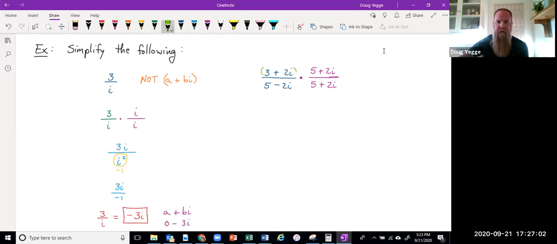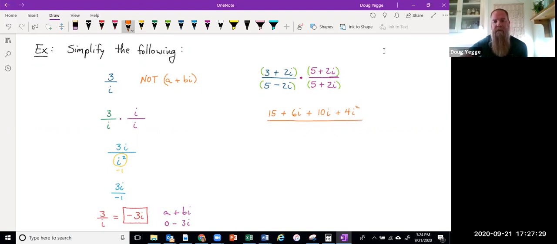We should now see that both of these are binomials, which now can be distributed. So let's take our time distributing the numerator and denominator. We get 15. 3 times 2i is 6i. 2i times 5 is 10i. And 2i times 2i is 4i squared.